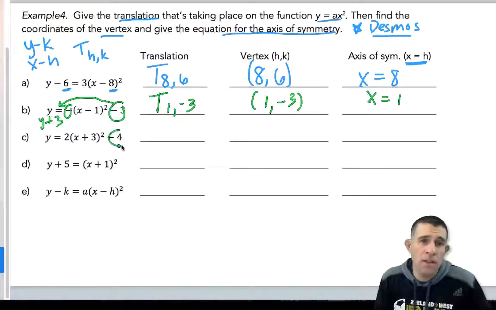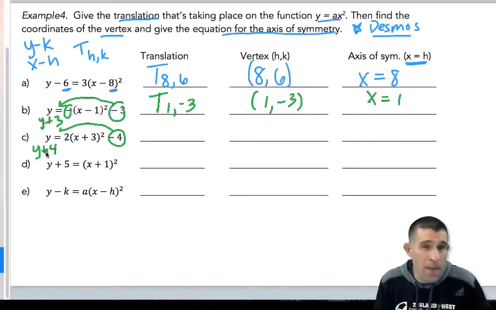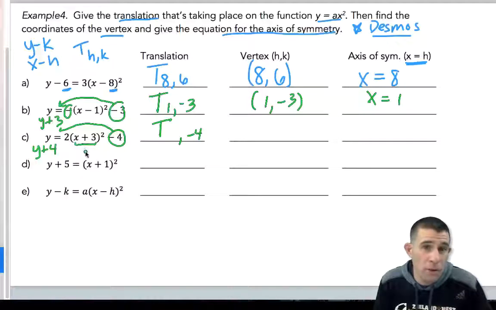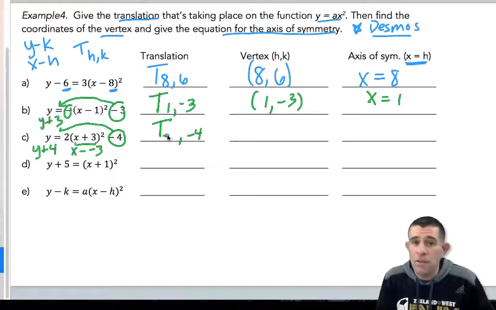All right, let's take a look at another example just like that one. If I had this negative 4 here and I bump it back over to the other side, I'll have y plus 4, which means it was really y minus a negative 4, and that makes my k value negative 4. But my h value now is found inside here, and you'll see that it's x plus 3. So that really means that it was x minus a negative 3. And therefore, negative 3 needs to be my h value.